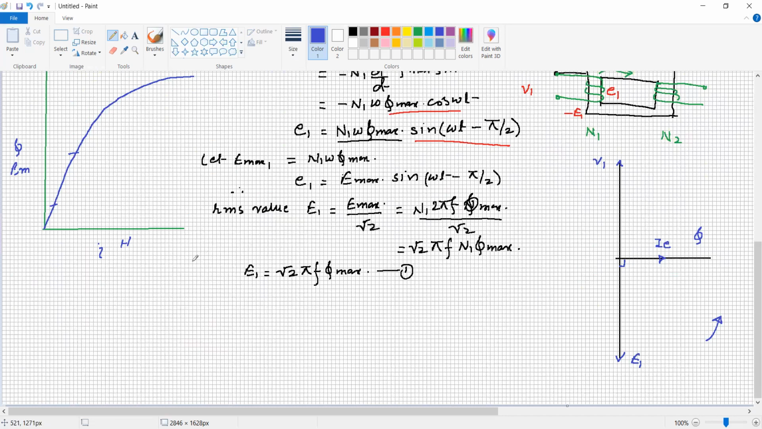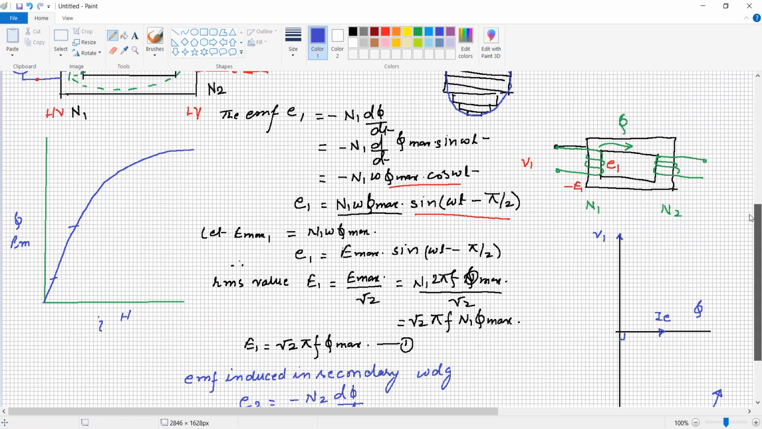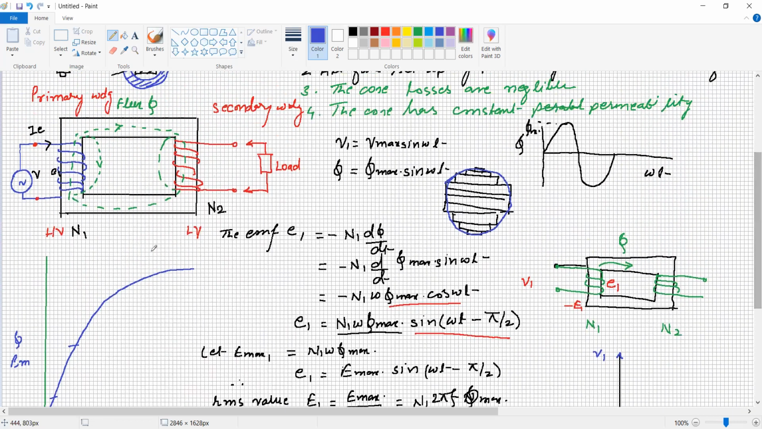Similarly, the EMF induced in the secondary winding is E2 is equal to minus N2 d phi by dt. The flux is the same; the flux is a common quantity in a transformer. It is common to the primary winding and the secondary winding, so d phi by dt is the same.